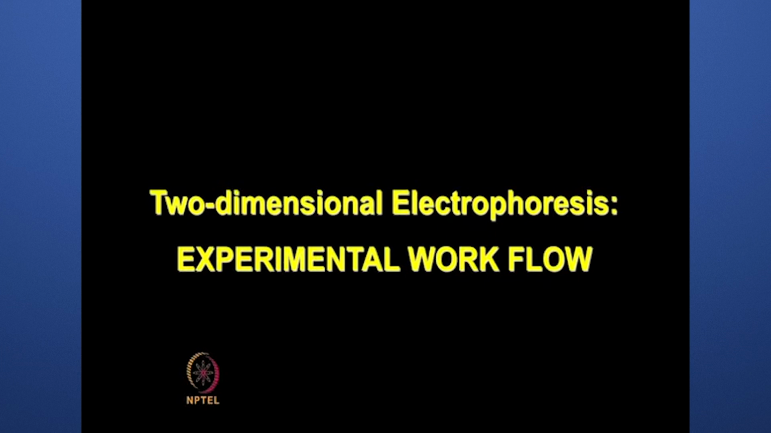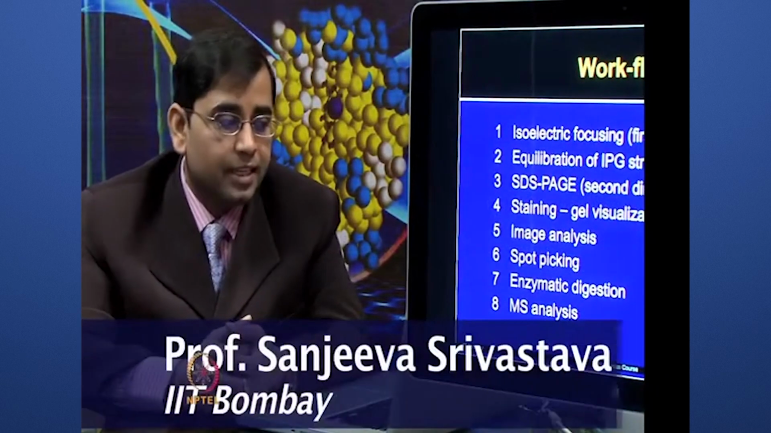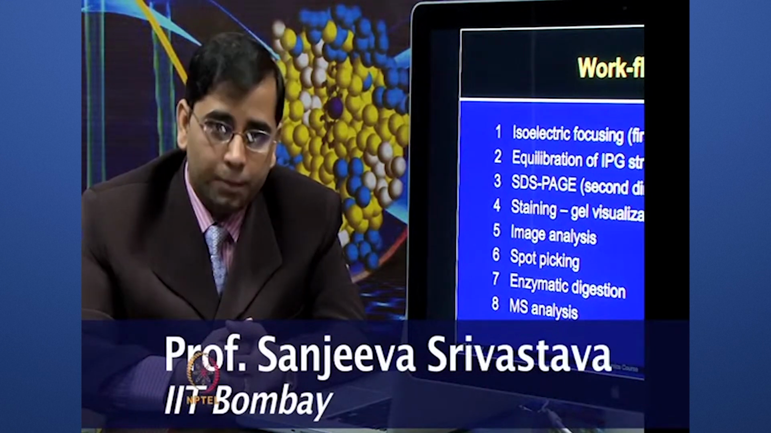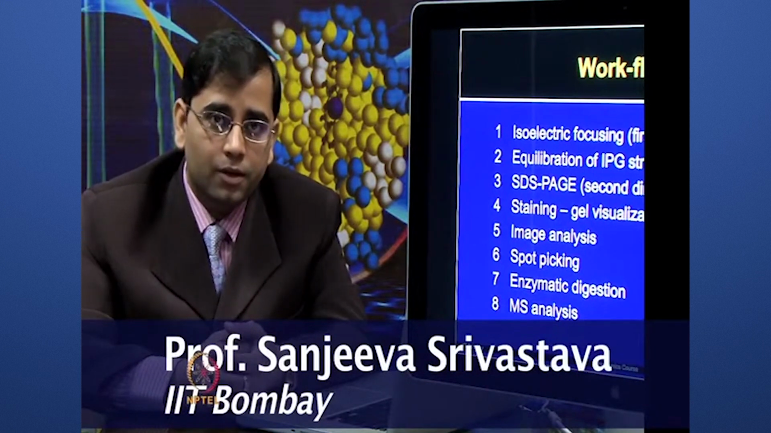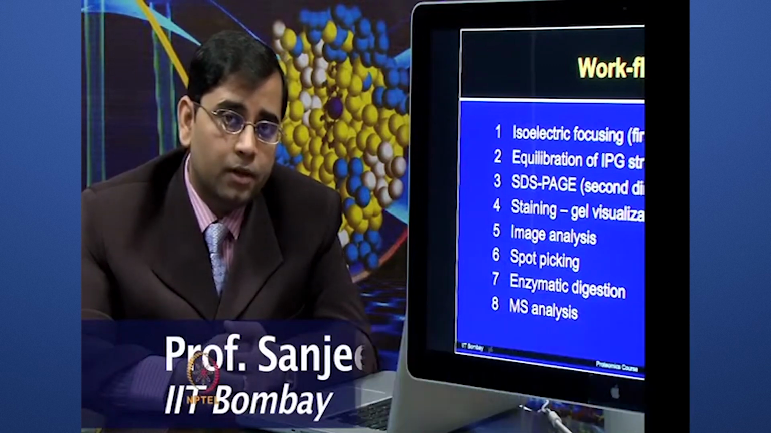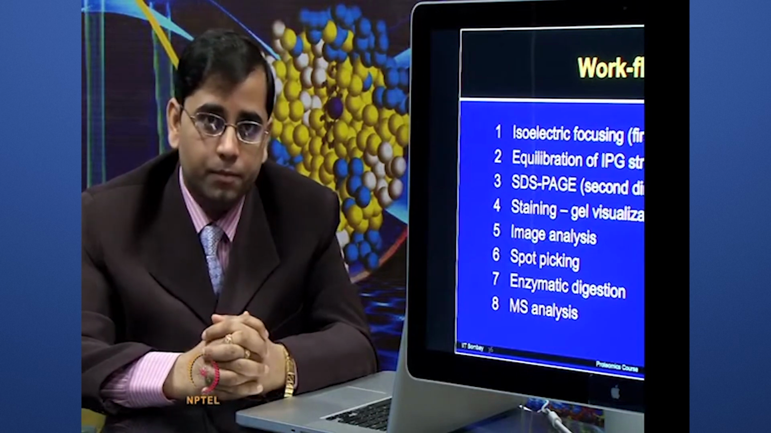The experimental workflow. There are different steps involved in making a good gel. The first point in that workflow is isoelectric focusing, which is the first dimension separation of the proteins based on isoelectric point. The second step is equilibration of the immobilized pH gradient strip.